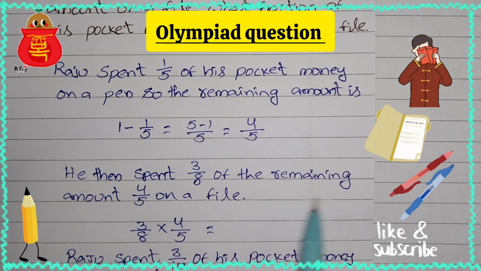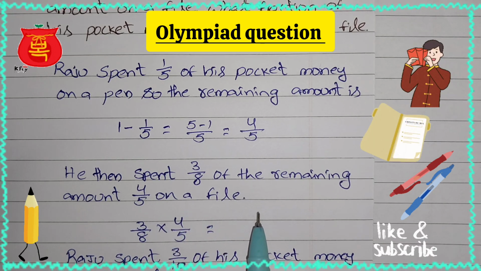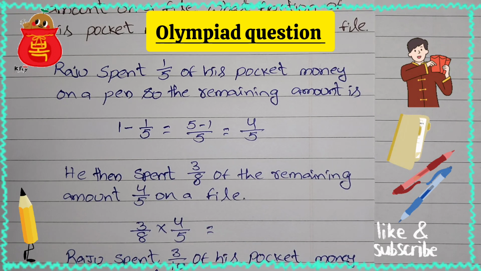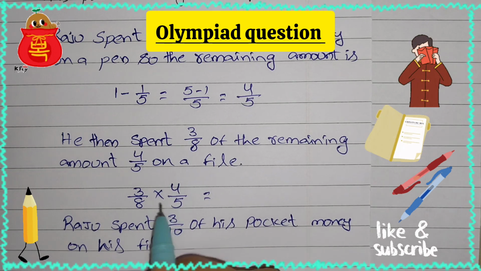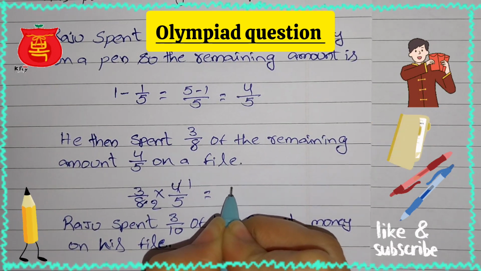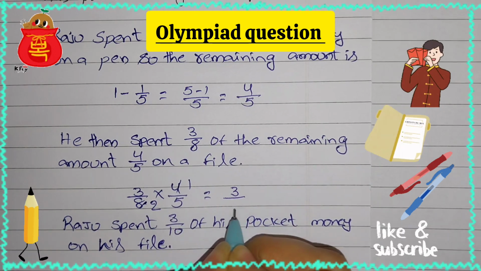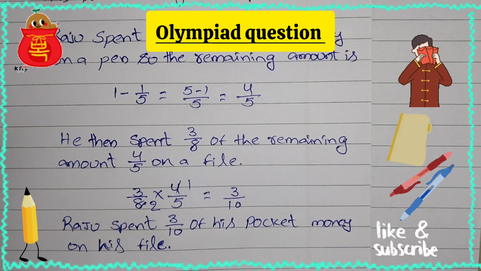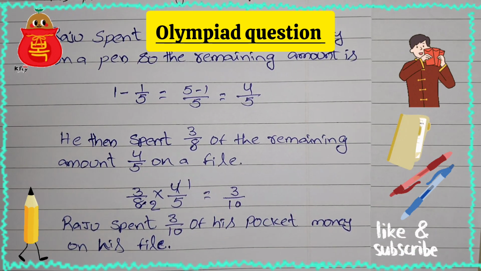3 by 8 multiplied by 4 by 5. 4 ones are 4, 4 twos are 8. 3 multiplied by 1 equals 3 and 2 multiplied by 5 equals 10. 3 by 10. So we got the answer. Raju spent 3 by 10 of his pocket money on his file.